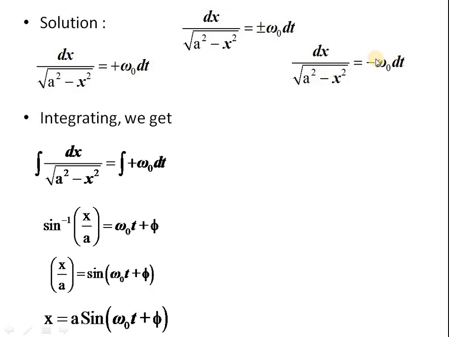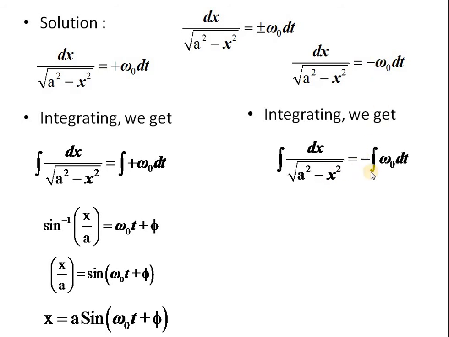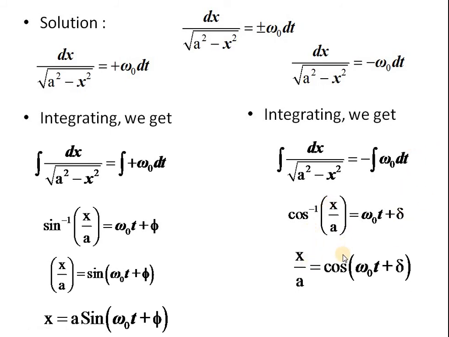Similarly, you see there is a minus ω0 dt here. You can integrate it. Okay, on integration, what happens? This again is a standard integral form containing a minus sign here. So when you integrate it, the solution will be cos⁻¹(x/a) is equal to ω0t plus some other initial constant value, which we took as δ. So you can again write it as x/a is equal to cos(ω0t + δ), or x is equal to a cos(ω0t + δ).